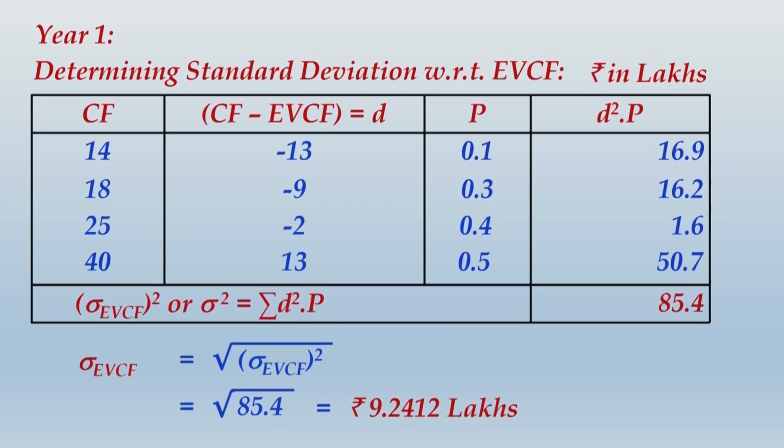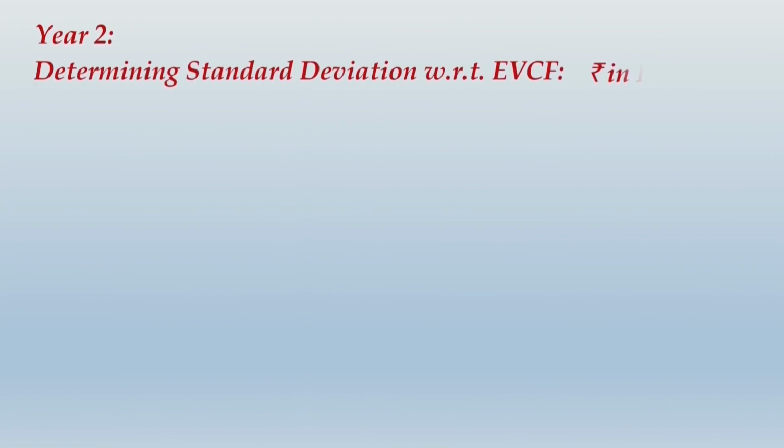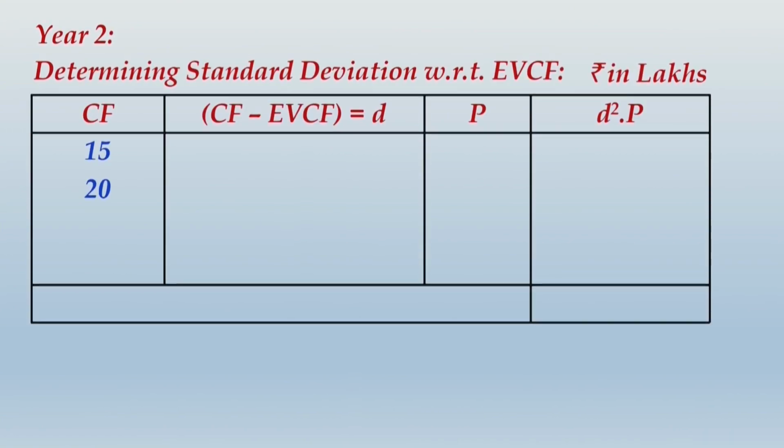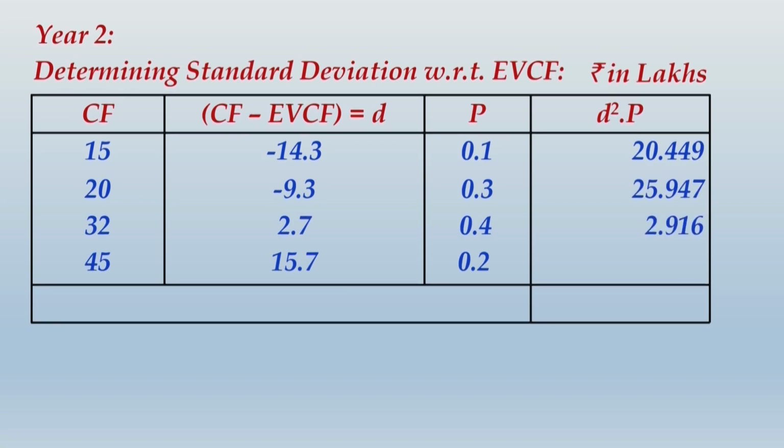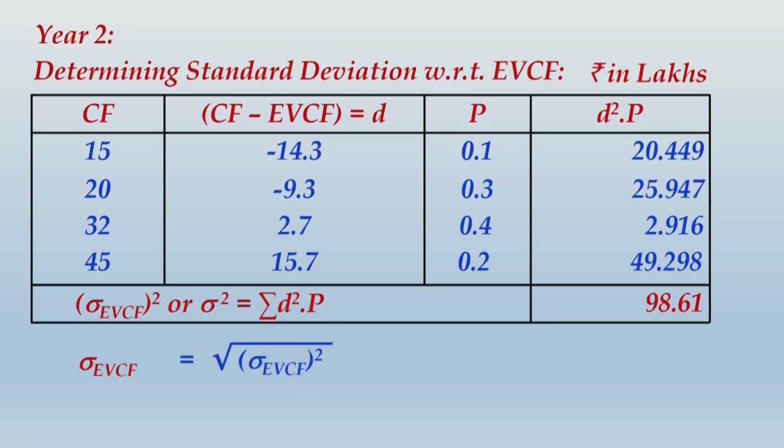Alright friends, once you have computed the standard deviation with respect to EVCF for the first year, in the same manner you will calculate the same for the second year. You plot the cash flows, you take the deviations, you identify the probabilities, then take D square into P, take the summation of D square into P, which represents the variance with respect to EVCF, and the square root of the same would give you the standard deviation with respect to EVCF. That comes to rupees 9.9303 lakhs. So please write up this working and then I take you ahead.